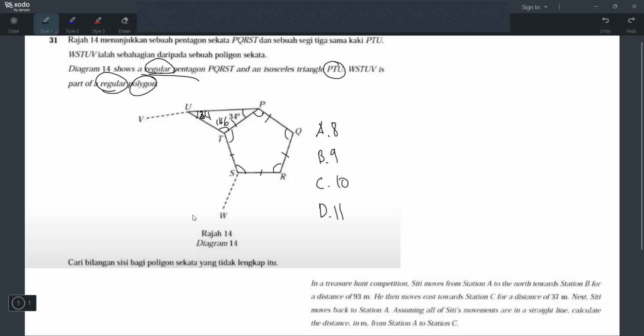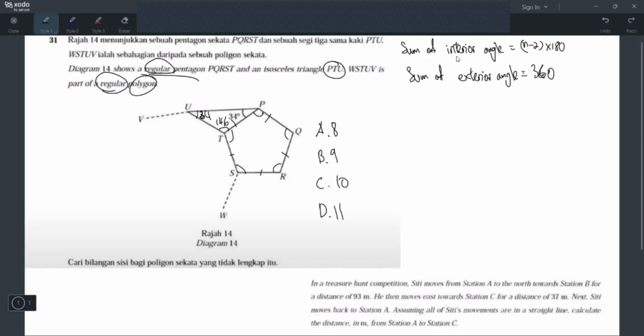Okay, there are 2 ways to find the number of sides. First formula I want you to know is the sum of interior angles. Sum of interior angle formula will be n minus 2 times 180. But there's another formula, called the sum of exterior angles. The sum of exterior angles will always be 360.